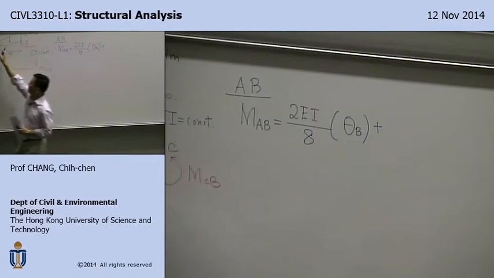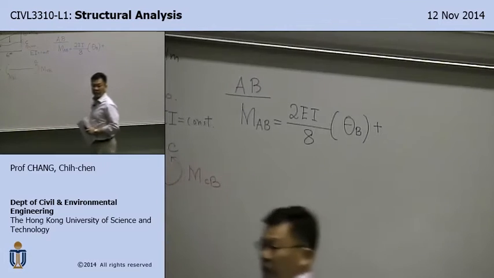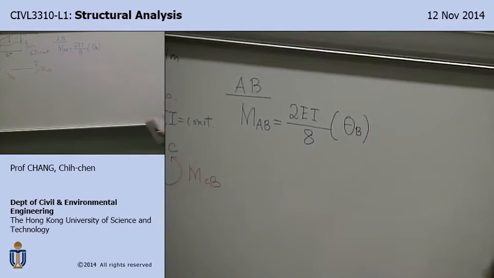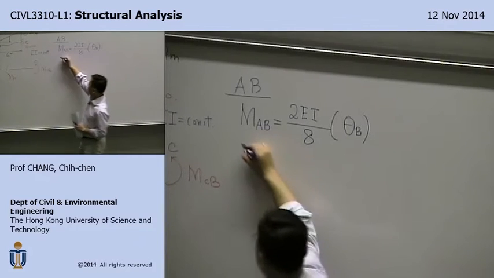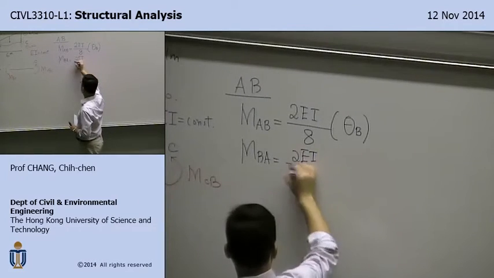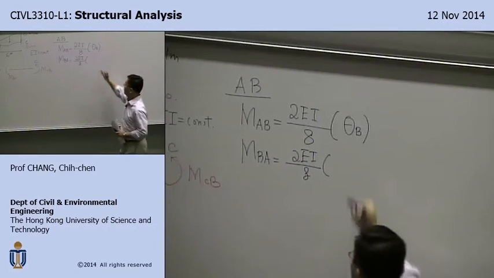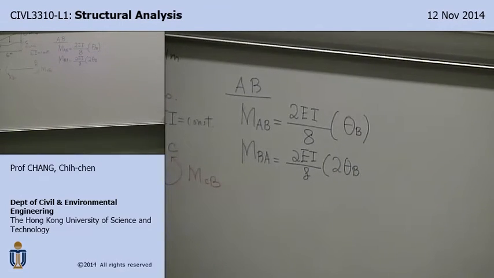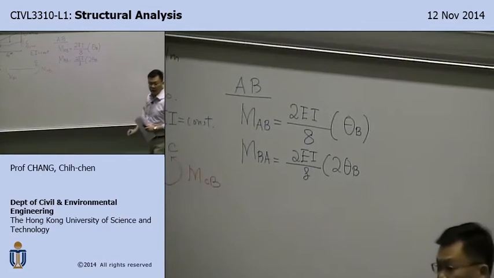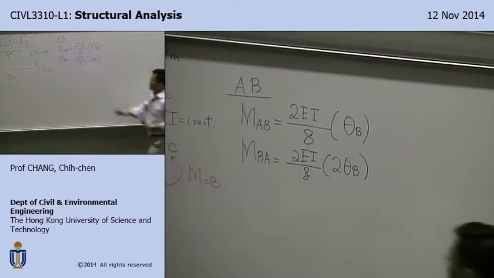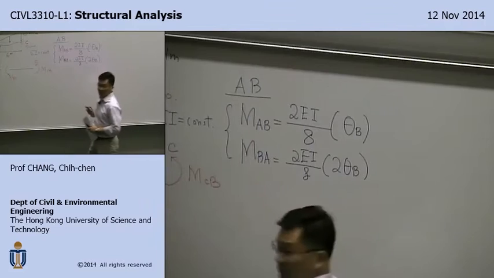Now, there are no loads. Fixed end moment is caused mainly by external loads, so no fixed end moment. So that's MAB. Similarly, MBA is 2EI over L, 2 times theta B, theta B is not known, 1 times theta A is equal to 0, minus 3 times rigid body rotation, 0. No fixed end moment. OK, so that's element AB.